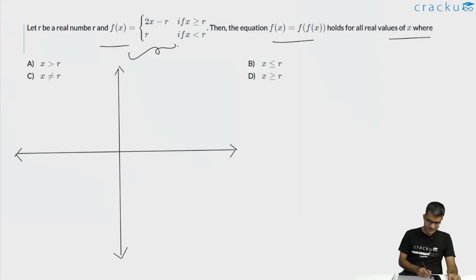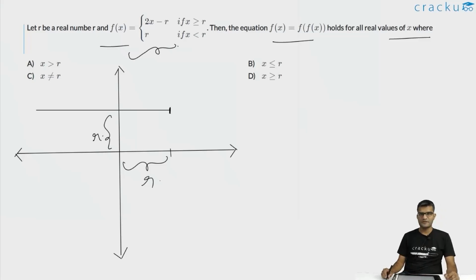And let us assume that r is somewhere over here. Now if x is less than r, it will be equal to r. So it will look something like this. This will also be equal to r. So as long as x is less than r, it is equal to r. But once x starts going above r, then it becomes 2x minus r, which will essentially look something like this. The slope of this line will be 2.